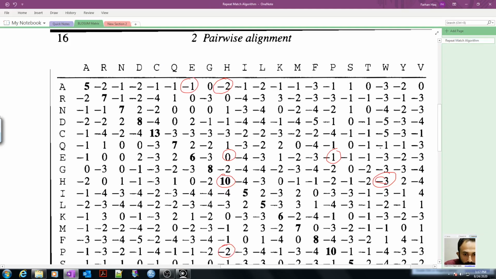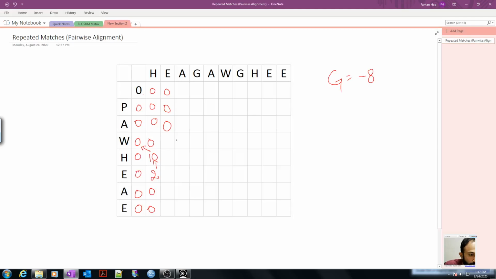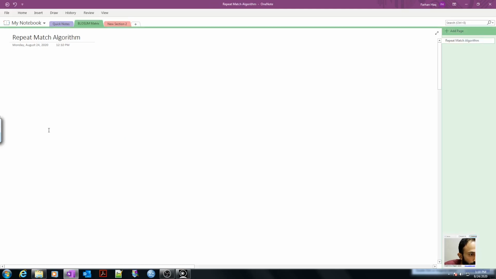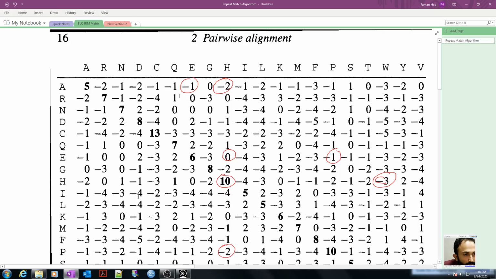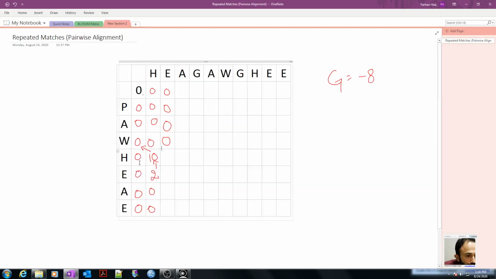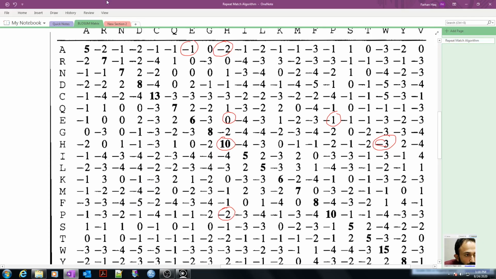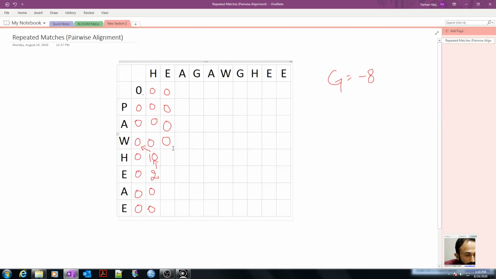W and E is -3, so again we will add here 0. Now H and E, again that is negative value, that is actually we have already highlighted here, you can see. Cool. H and E is 0, so the maximum value is 10.